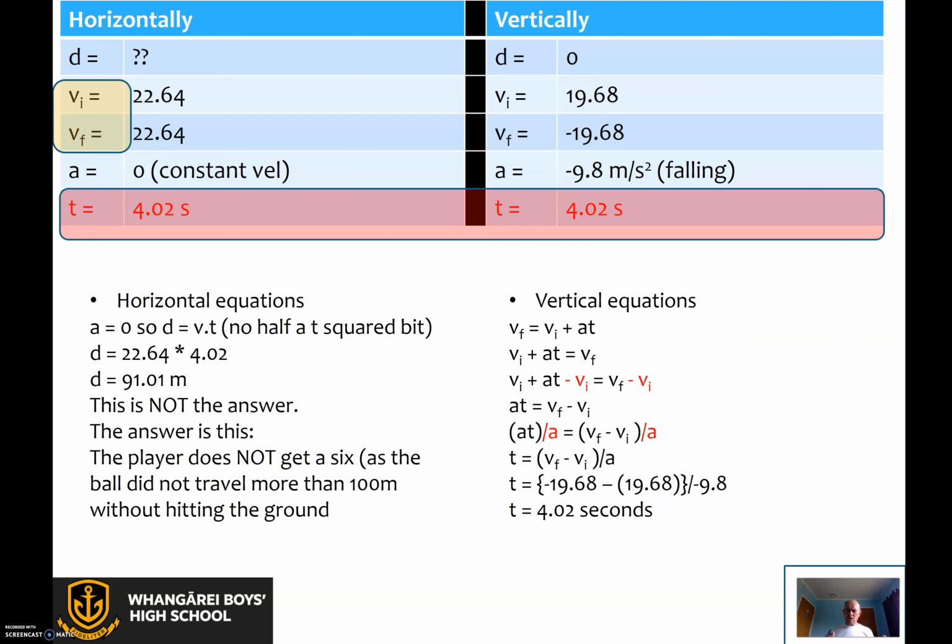Physicists and engineers solve questions for people. People don't want to know the distance that the ball goes. They want to know, does the cricket player get a 6? So we need to answer that.